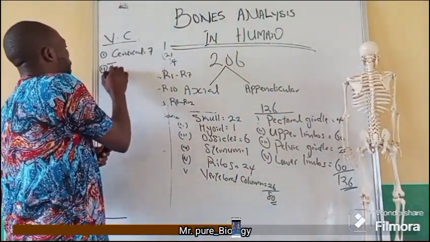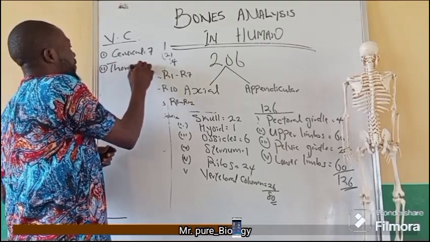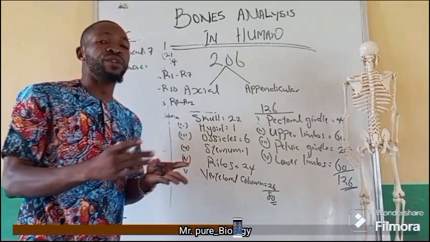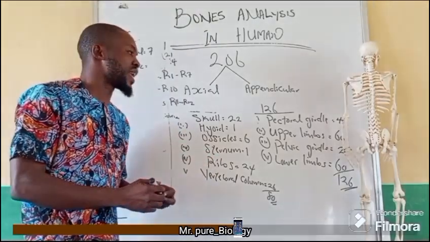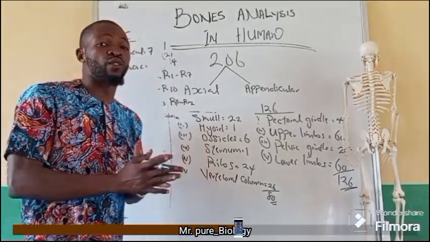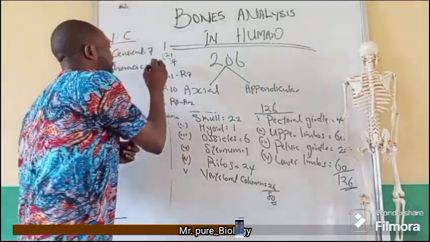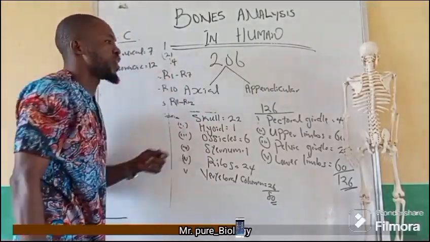Now another one is thoracic. If you don't forget, I told you each of the ribs descends from the thoracic, and I told you there are 12 pairs of thoracic. So automatically there are 12 thoracic we have. So thoracic in human is 12.